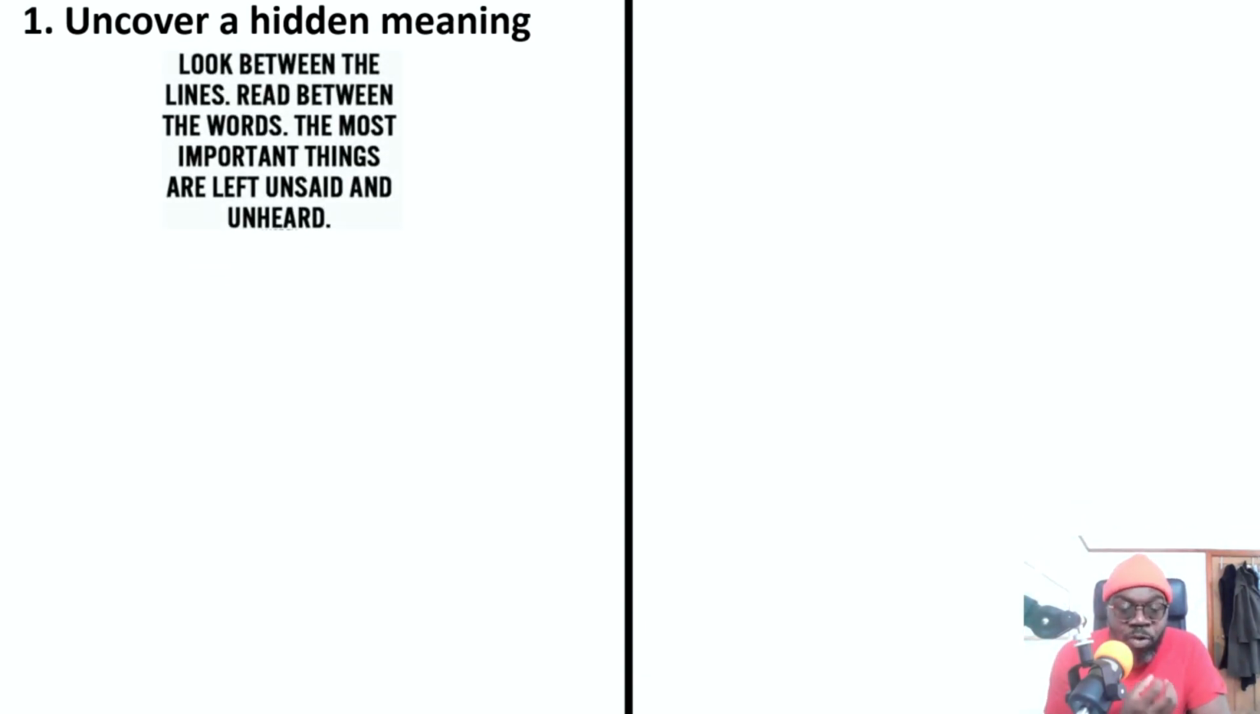This is a profound quote that captures the spirit of uncovering a hidden meaning. Look between the lines. Read between the words. The most important things are left unsaid and unheard.